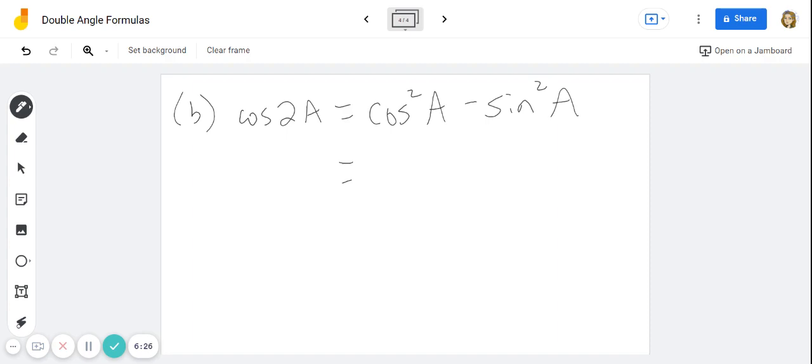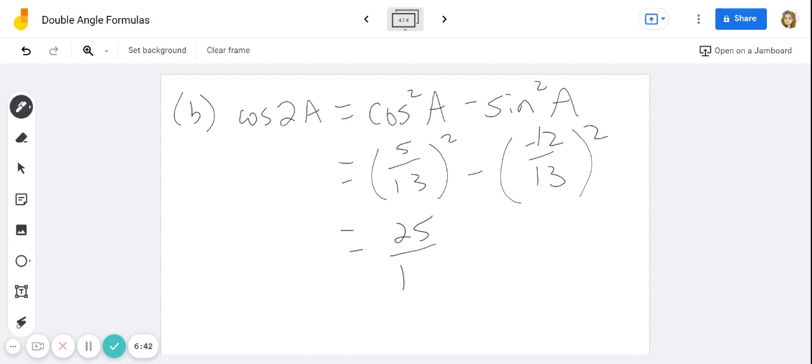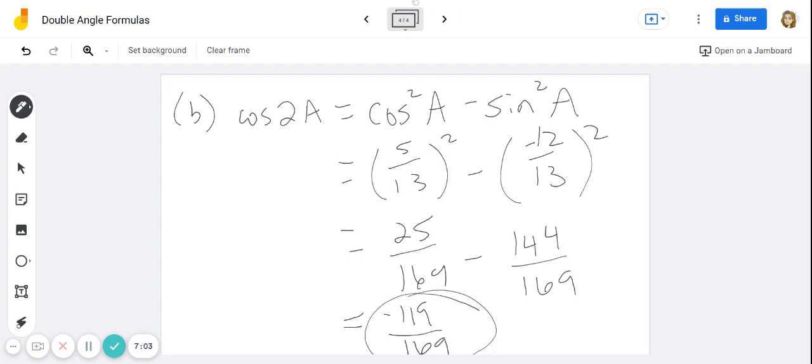Okay, so cosine we said was 5 over 13. So we have 5 over 13 squared minus, and then sine we said was negative 12 over 13, and we have that squared. So 5 over 13 squared, 25 over 169, minus negative 12 over 13, when we square that, 144 over 169. Okay, if we subtract, we already have a common denominator. 25 minus 144 is negative 119 over 169. Okay, so that's cosine of 2a.